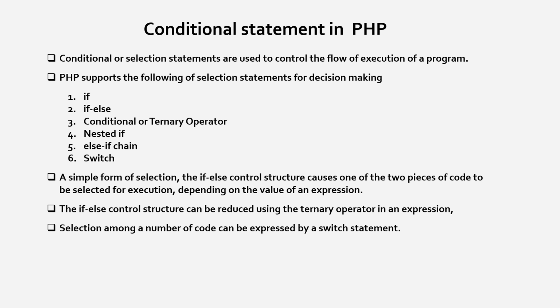Now, while coding, single line coding might be required. In such cases, we can use the conditional operator, which is also called the ternary operator. Apart from the if else control structure, we have another statement called the switch statement, which is used for a selection among a number of code blocks wherever required. That type of switch control structure is used.